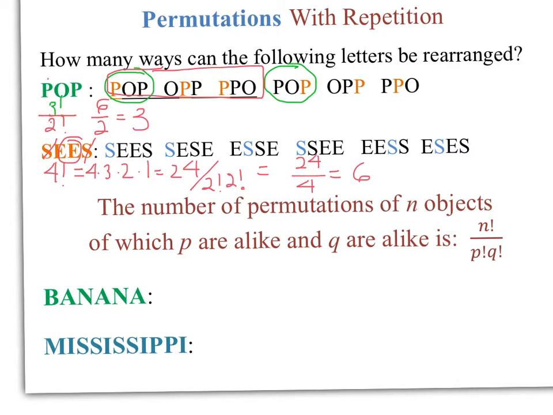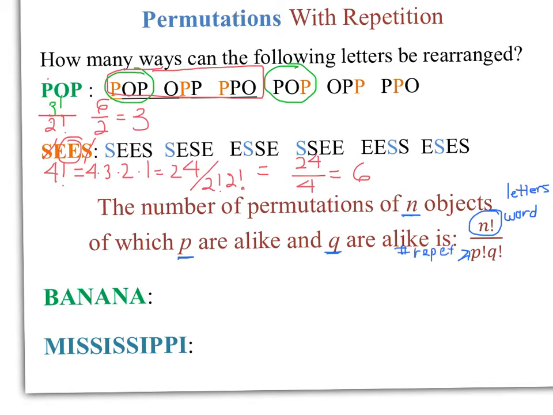Okay, so putting it into a context, you have the number of permutations of n objects, those are the letters in your word, of which p and q are alike. Those are how many repetitions there are of that particular letter. So you take n, the total number of letters in your word, and then p, and you might not have both p and q, but these would be the numbers of repetitions.